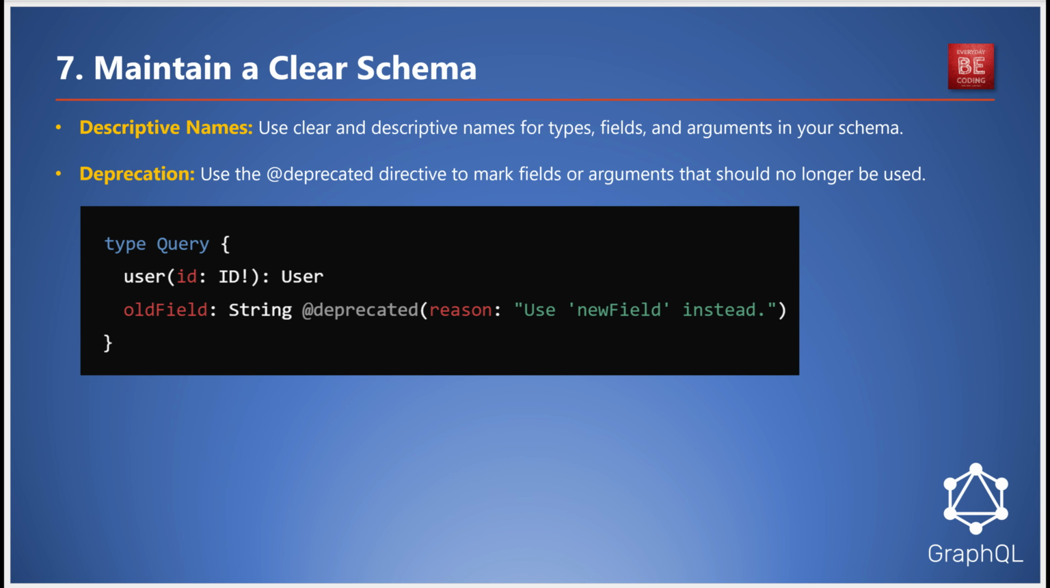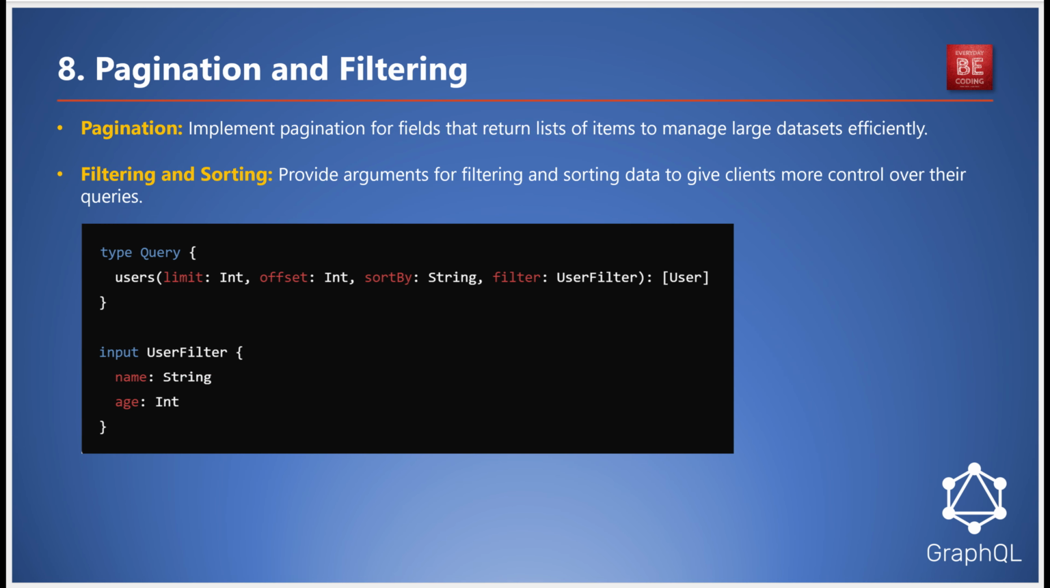A clear and descriptive schema acts as a good map in the world of GraphQL. Use descriptive names and mark deprecated fields clearly to guide your API users. Implementing pagination and filtering effectively manages large data sets and gives clients control over the data they retrieve. type Query { users(limit: Int, offset: Int, sortBy: String, filter: UserFilter): [User] } input UserFilter { name: String, age: Int }.